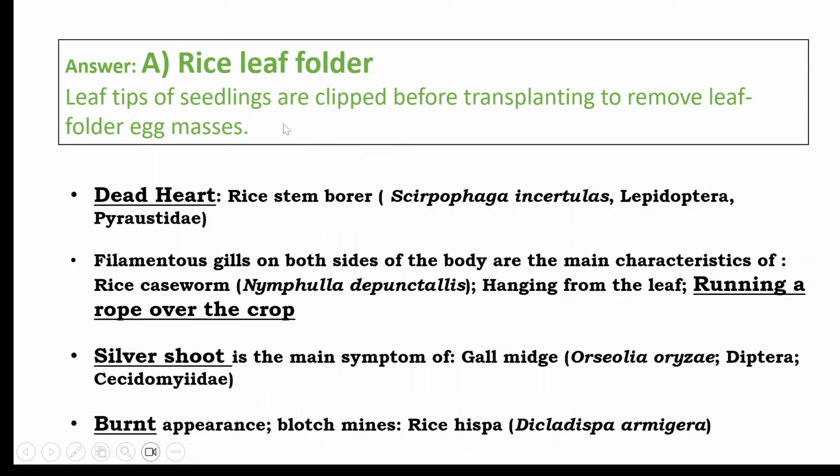Leaf tips of seedlings are clipped before transplanting to remove leaf folder egg masses. I tried solving the options also, so you can easily remember important questions like dead heart caused by rice stem borer. Filamentous gills on both sides is the characteristic of which insect? And rice caseworm: hanging the leaf and running a rope over the crop is to control which pest of rice? Caseworm. Silver shoot is the main characteristic symptom of gall midge. Burnt appearance is the main characteristic symptom of rice hispa.